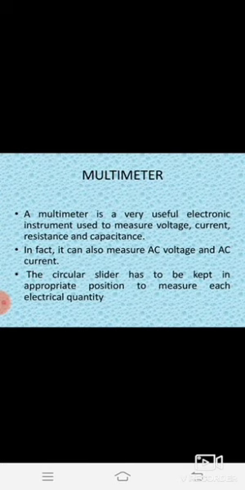So next, multimeter. A multimeter is a very useful electronic instrument used to measure voltage, current, resistance and capacitance. The multimeter is a single device, by using which you can measure voltage, current, resistance and capacitance. In fact, it can also measure alternating current and alternating voltage.